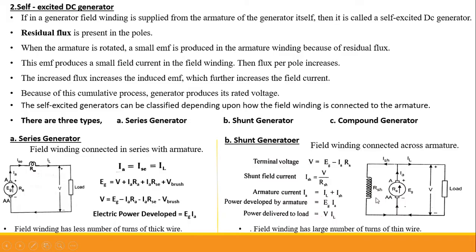Here the shunt field current I shunt can be calculated by taking the ratio between terminal voltage and shunt field resistance R shunt. Also, we can take the equation for armature current Ia, which is divided into two: load current and shunt current. So Ia is the addition of load current and shunt current. Power developed by the armature is Eg into Ia. Power delivered to the load is V into IL.